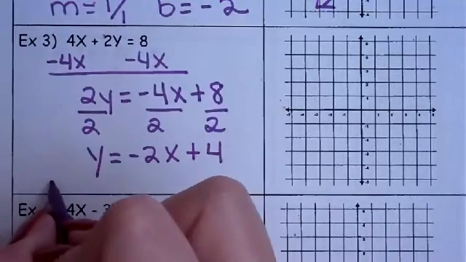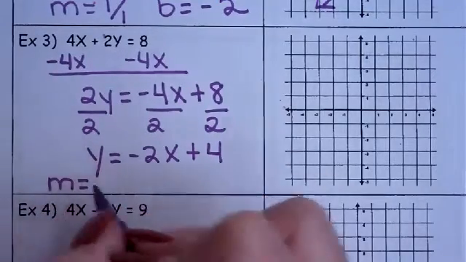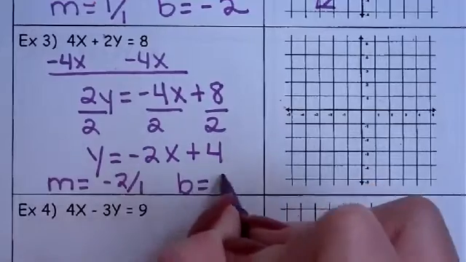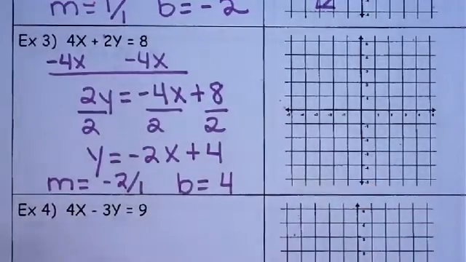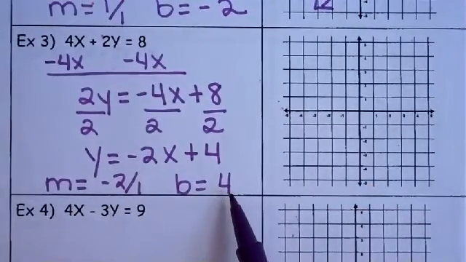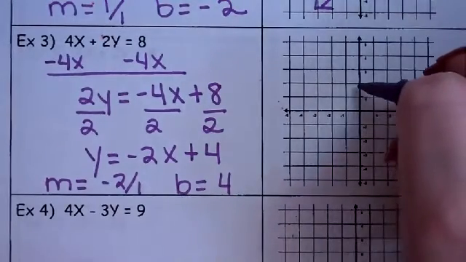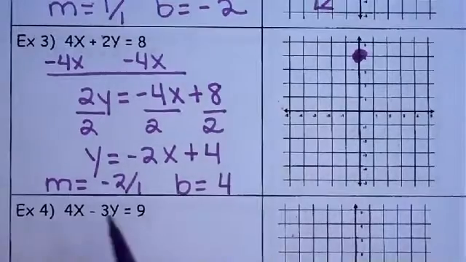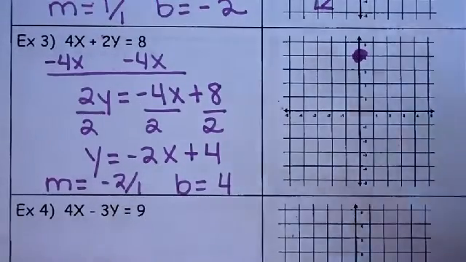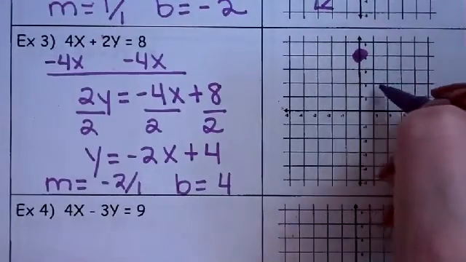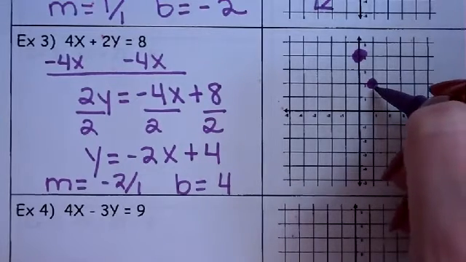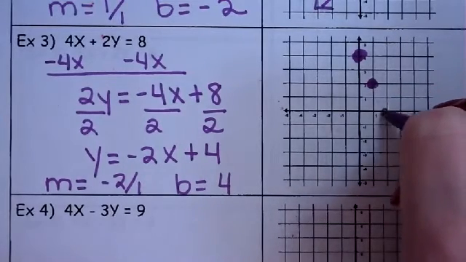Now, again, identifying my key points here. M is negative 2 over 1. B is going to be positive 4. So when I start this graph, I'm going to positive 4 on the y-axis. So 1, 2, 3, 4 right here. My slope is negative 2 over 1, so that means I'm going down 2 and to the right 1 and put a dot. I'm going to do that pattern one more time, down 2 and to the right 1.